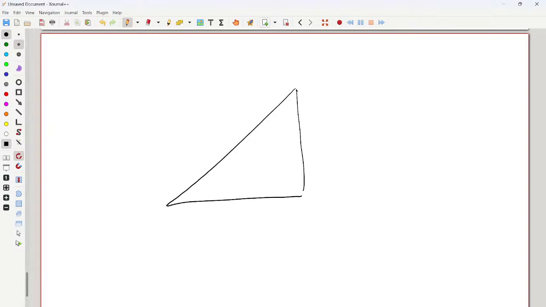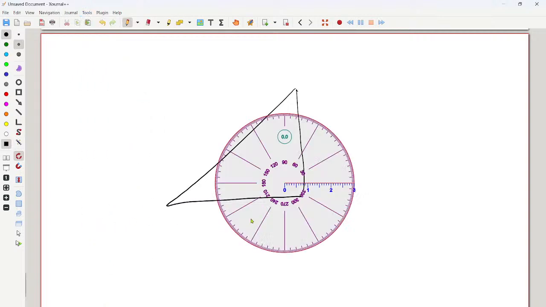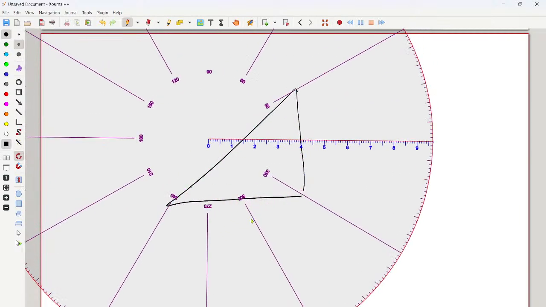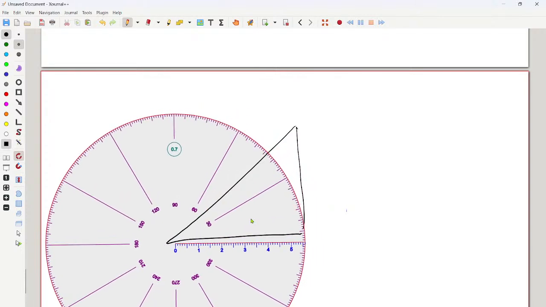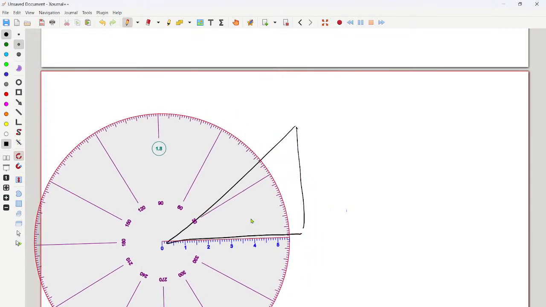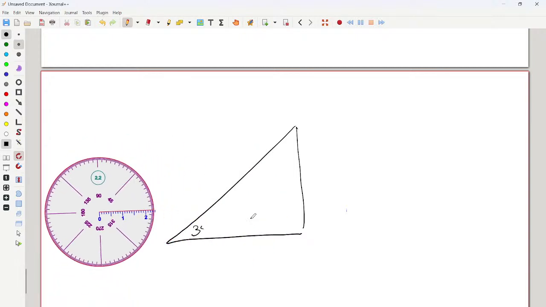I have this triangle. Do you know what tool we use to measure angles? Protractors. This is not a protractor. It's what comes in this app. But it's a little more than 30. I'm going to say 35 degrees. That's supposed to be a right angle.